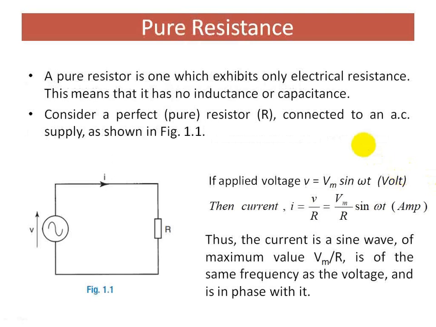Let us consider a pure resistance connected across a supply, and the voltage v is Vm sin omega t, and in this circuit current i is flowing. An example of a pure resistor is a carbon resistor. Here the applied voltage is Vm sin omega t and the current is v by R, which is nothing but Vm sin omega t divided by R. So this Vm by R indicates the maximum value of the current. Here small v, small i represent instantaneous values.